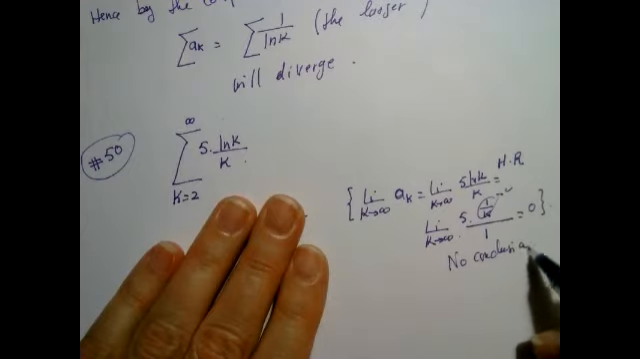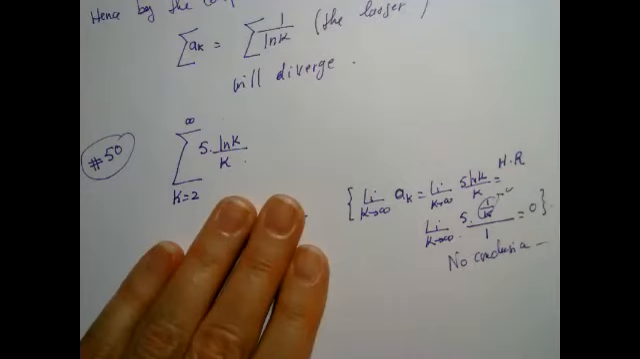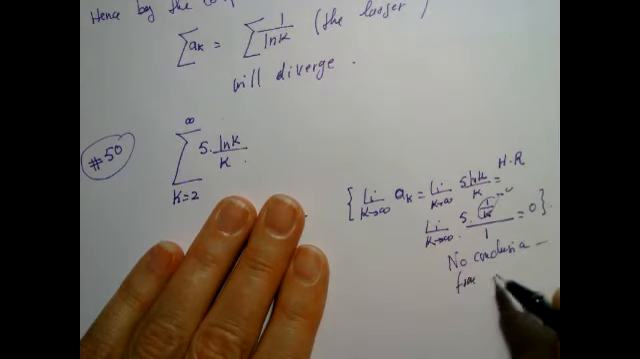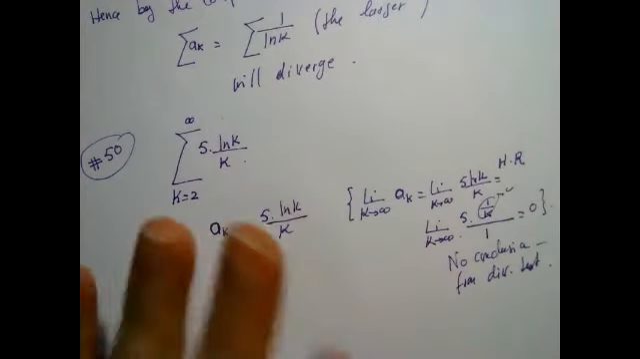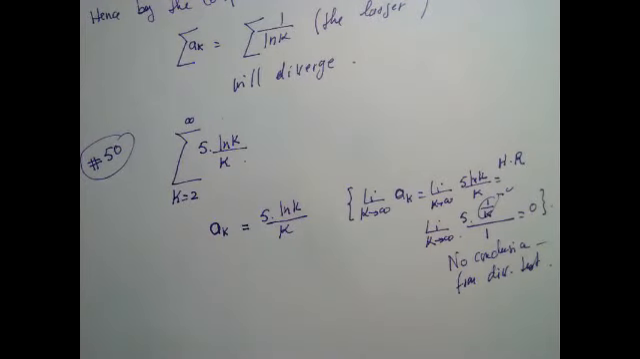So there is no divergence test in the picture at all. Since the terms are becoming small, then the series can go both ways. So no conclusion from the divergence test. All right, so that's totally out of the picture. So now we need something else to decide whether it converges or diverges.